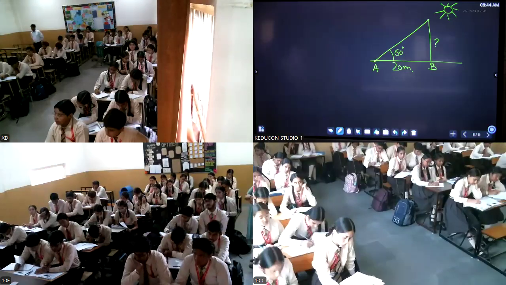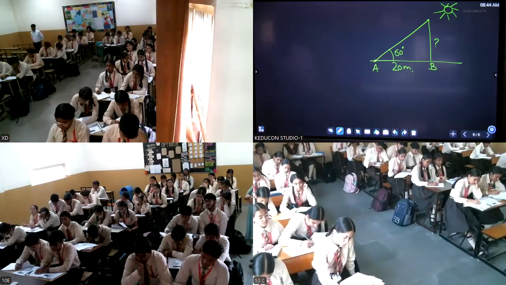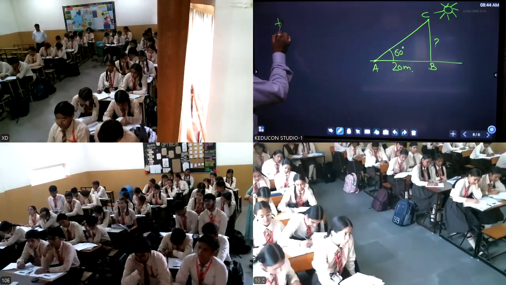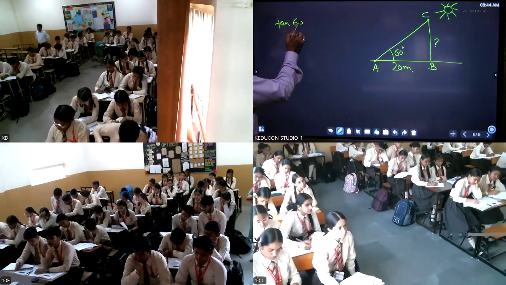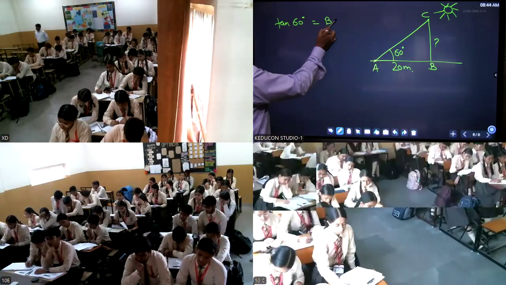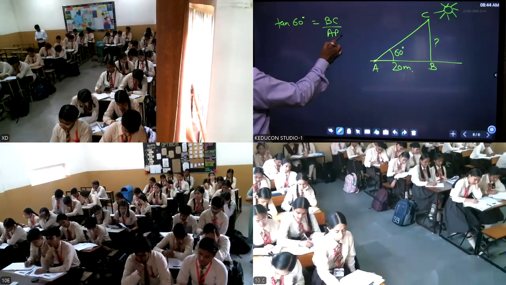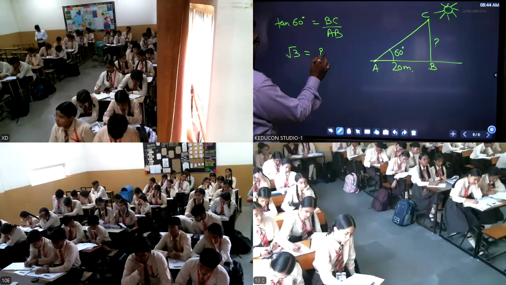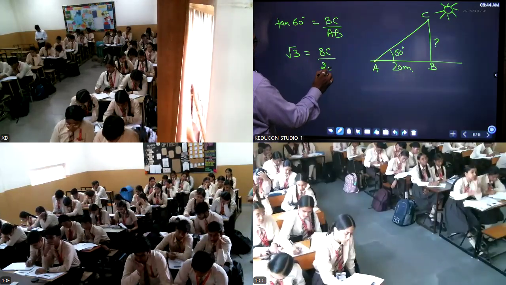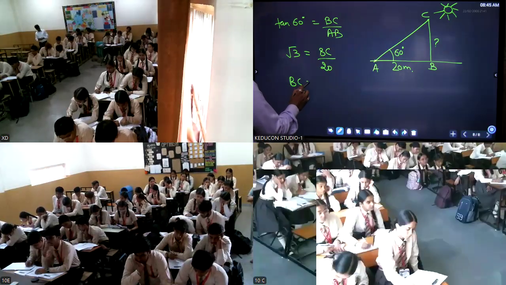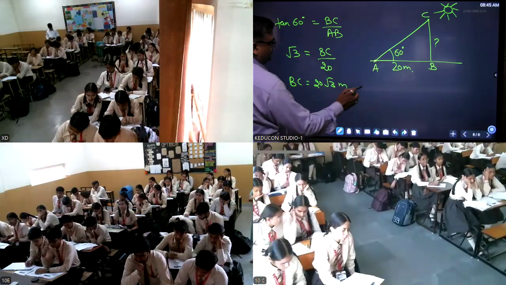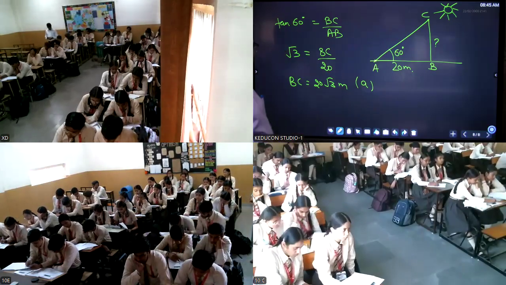20 under root 3. So let's say this is C. Tan 60 degree is equal to BC upon AB, students. Root 3 equals BC upon 20, we have to find out BC. So BC will be equal to 20 root 3. So again A option. Right बच्चों?